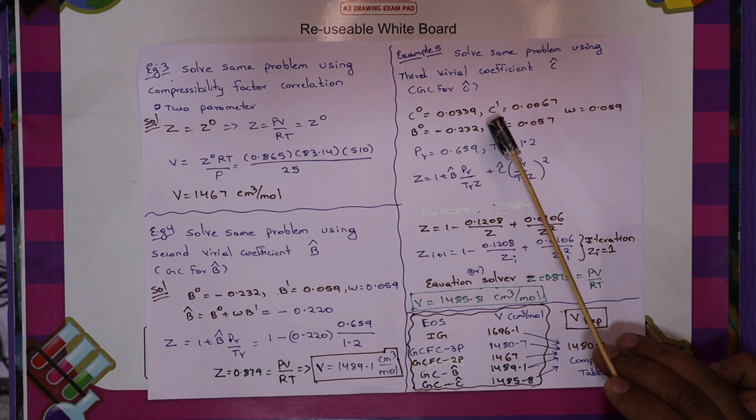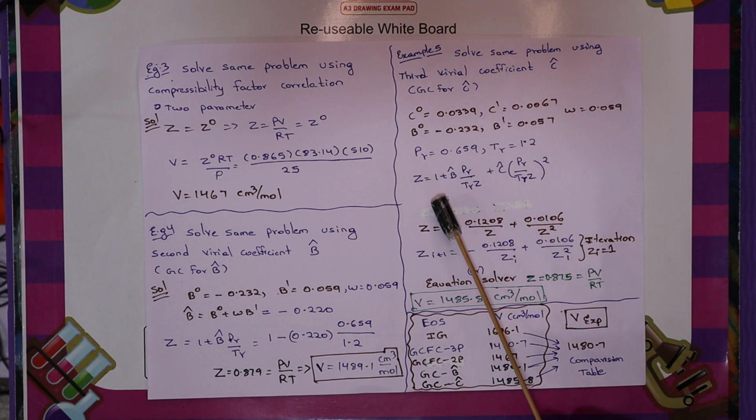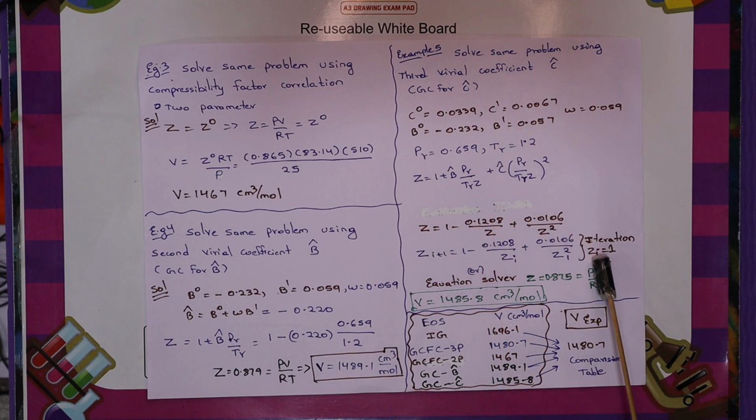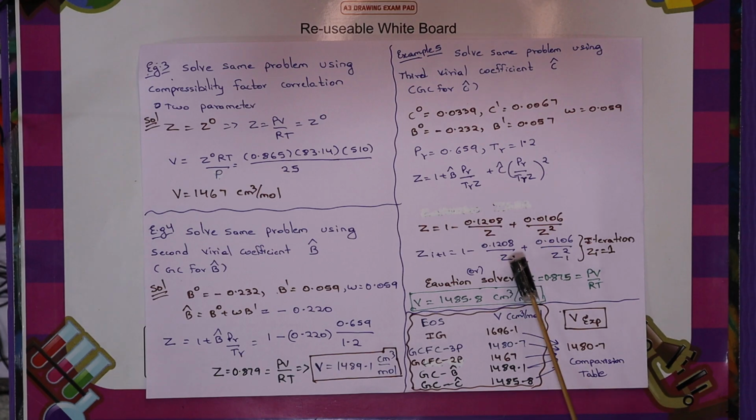So once you put the value of C0 and C dash, the equation turns up this way: Z equal to 1 minus 0.120 by Z plus 0.0106 by Z square, after substituting everything. This is an equation you are supposed to solve through the iteration method, or directly you can use an equation solver in the calculator to get the value of Z.